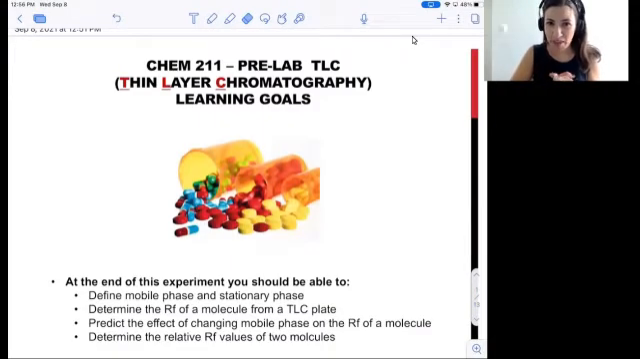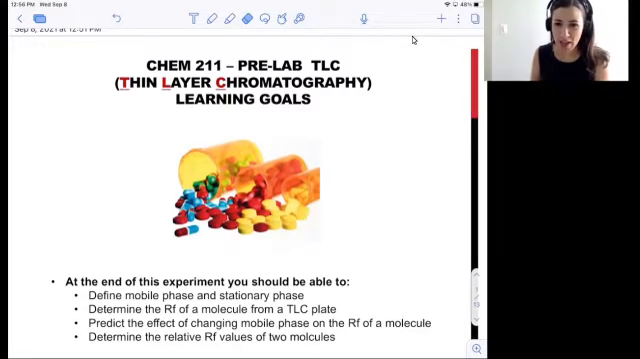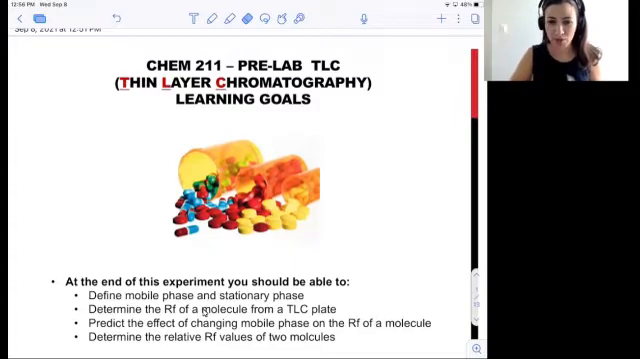Welcome to the pre-lab discussion for experiment 1, thin layer chromatography. At the end of this experiment, you should be able to define mobile and stationary phase, determine the RF of a molecule, such as the active pharmaceuticals you're going to study in lab this week, predict the effect of changing mobile phase on the RF of a molecule, and determine the relative RFs you would expect for two molecules based on their structure.